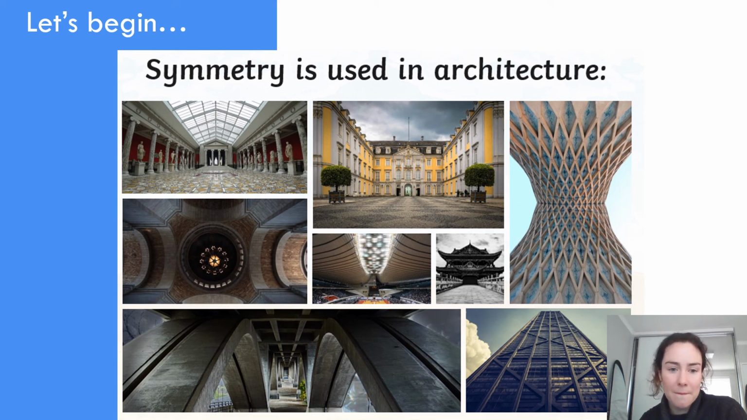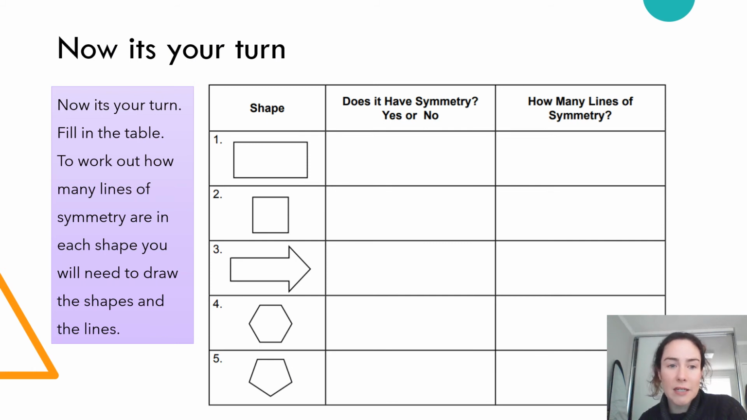All right, so now it's your turn. Fill in the table to work out how many lines of symmetry are in each shape. You will need to draw the shapes and the lines. So you're going to write down yes or no. Does it have symmetry, yes or no? And just like I did in the slide before, you're going to draw your lines of symmetry on the shape. So that will require you to redraw the shape, or if you have printed the sheet, you can just use a ruler or straight-edged object to draw your lines of symmetry straight onto the shapes. But if you aren't printing it, that's fine. You just need to draw the shapes and then work out how many lines of symmetry for each.